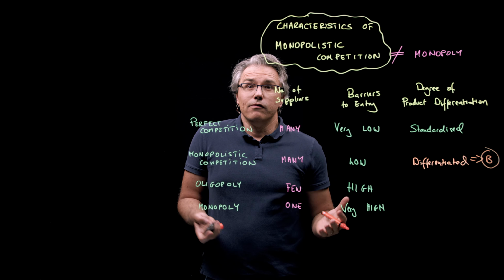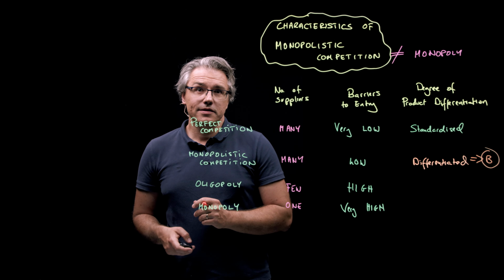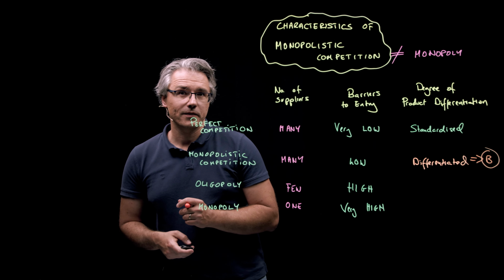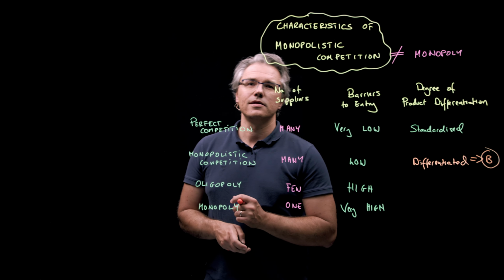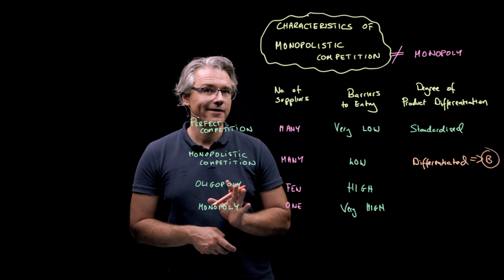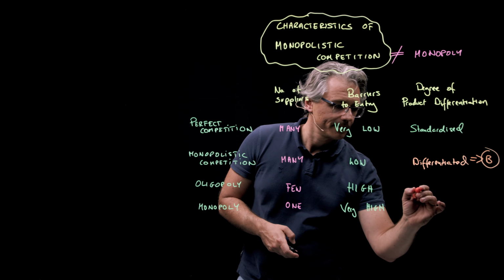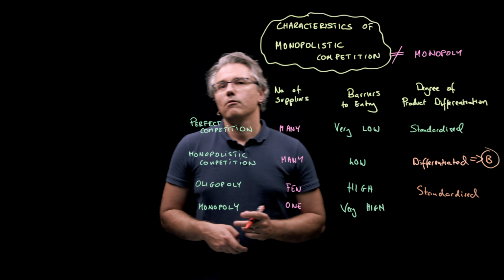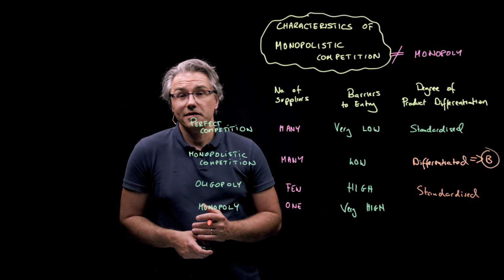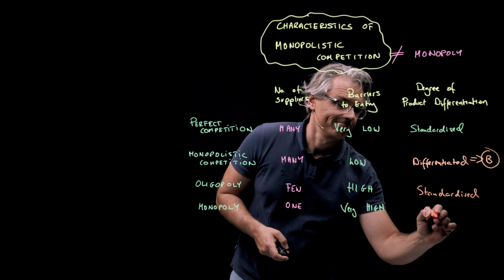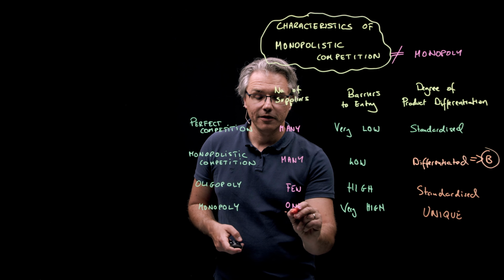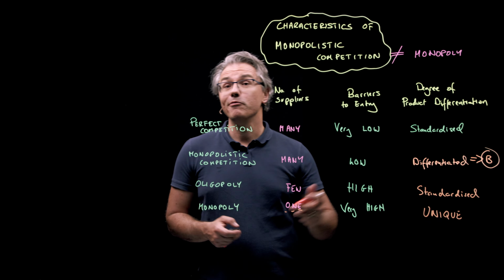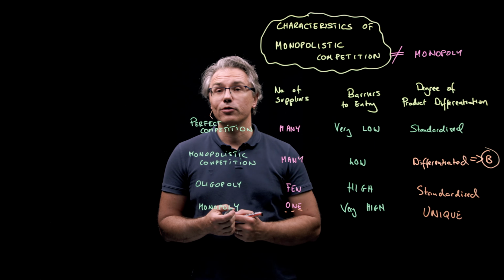The question is solved. Let me nevertheless complete the table. In an oligopoly, the product or service being offered is fairly standardized, whereas in a monopoly, the product is simply unique because we've got one supplier only. They're the only one offering that specific product or service.